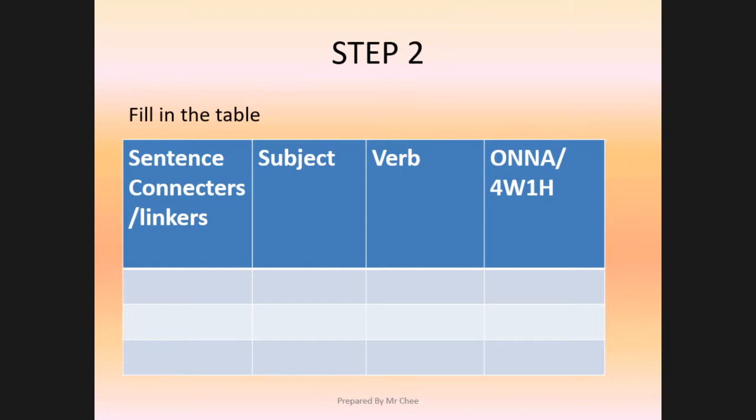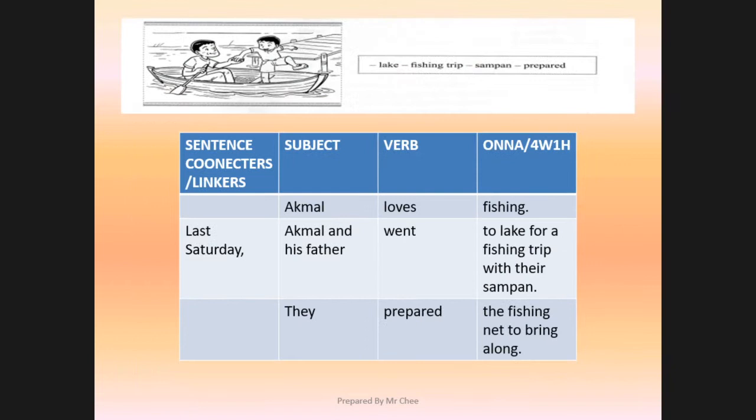Okay, next, fill in the table. Let's look at the first picture. The words given here: lake, fishing trip, sampan, prepare. How do we do it using the verb? First, let's look at this one. Akma loves fishing. We introduce the character in the picture. How do we introduce it? We name this boy Akma, give him a name. Loves fishing. Why do we say loves fishing? Because he is going on a fishing trip.